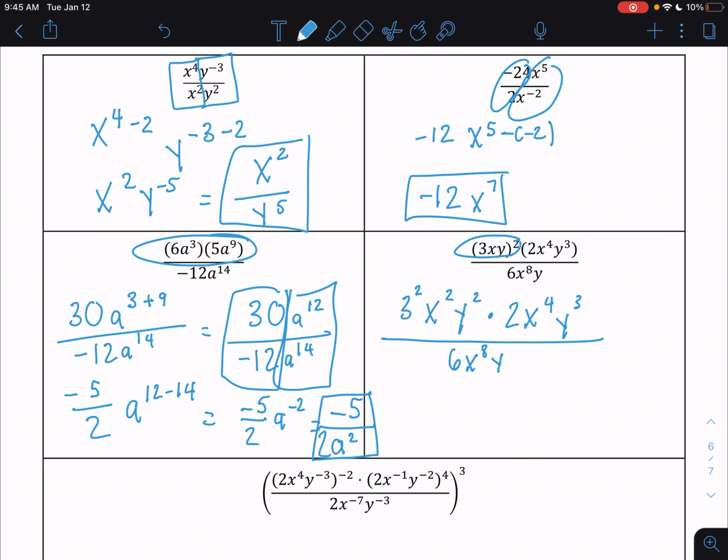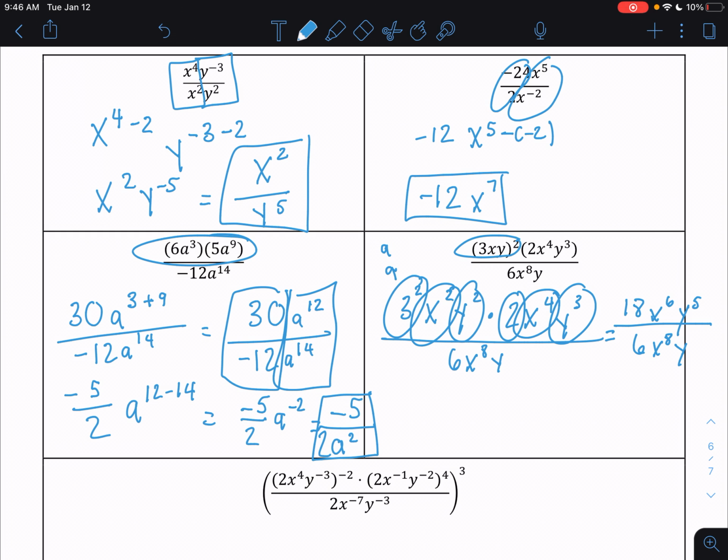So let's look at our regular numbers first. Our regular numbers are 3 squared and 2. 3 squared is 9. And what's 9 times 2? 18. So we have 18. And then let's look just at the top for now, and let's combine our x's. So we have x squared and x to the 4th. So you add those and we get x to the 6th. And then we have y's, y to the 2nd and y to the 3rd, y to the 5th, all over 6x to the 8th times y.